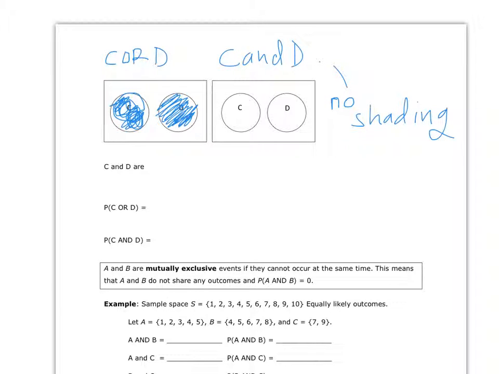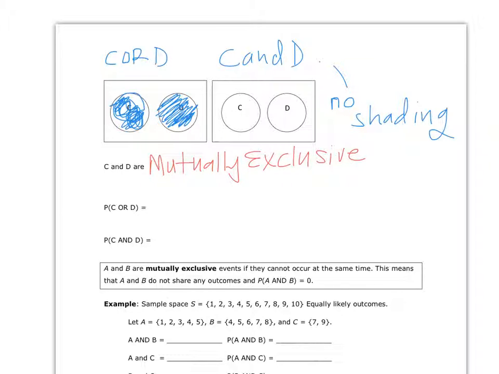Okay, when we have these kinds of events that have no overlap, where there are no shared outcomes, we call those events mutually exclusive. They both exclude the other. So they're mutually exclusive.